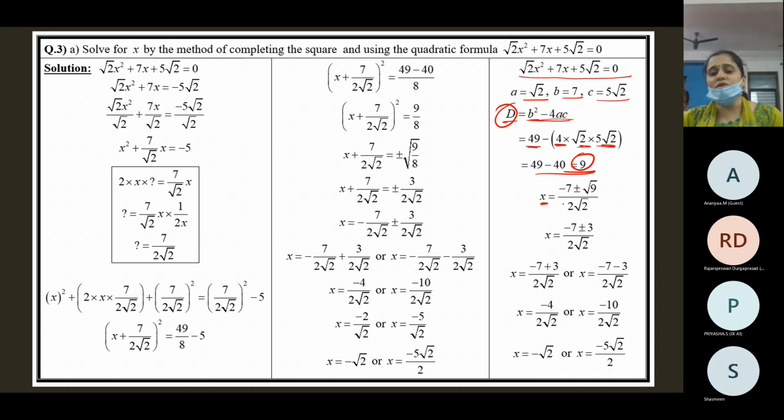Now, how do you find x? x is equal to minus B, B is 7, so minus 7, plus or minus root D. D is 9, so root D is root 9. Don't write only 9. It's root D. Minus B plus or minus root D, so root of 9, by 2A. 2 into root 2, A is root 2, so 2A is 2 root 2. And root 9 is plus or minus 3. So minus 7 plus or minus 3 by 2 root 2. And then you know how to finish it. You can see the answer.